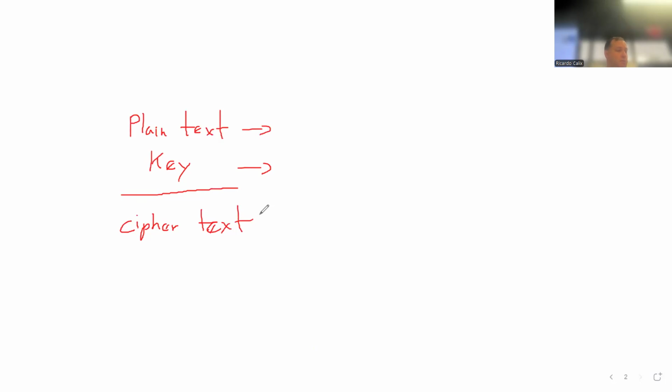Okay, so I'm going to have essentially a bit sequence. So let's go with it's a plain text message. Then I have my key, right? So the key. And then we know that we usually apply the XOR operation to this. And now we can obtain our cipher text.